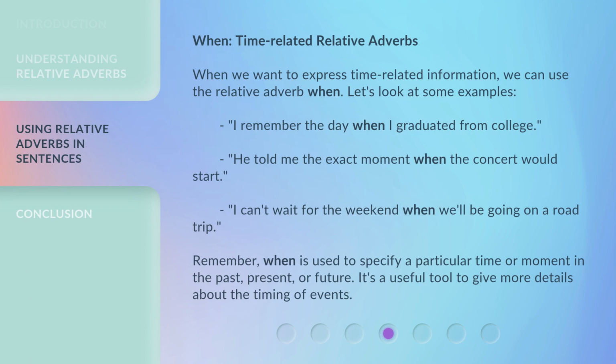When. Time-related relative adverbs. When we want to express time-related information, we can use the relative adverb when. Let's look at some examples. I remember the day when I graduated from college. He told me the exact moment when the concert would start. I can't wait for the weekend when we'll be going on a road trip.